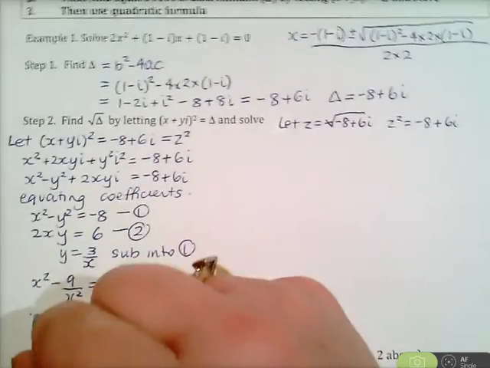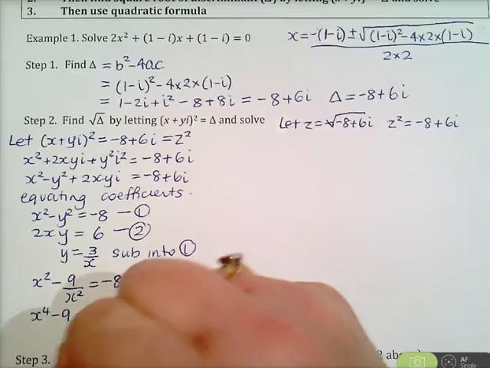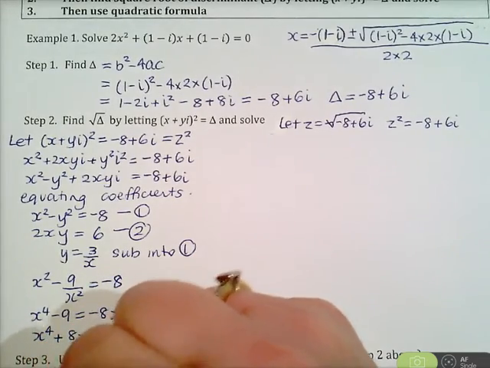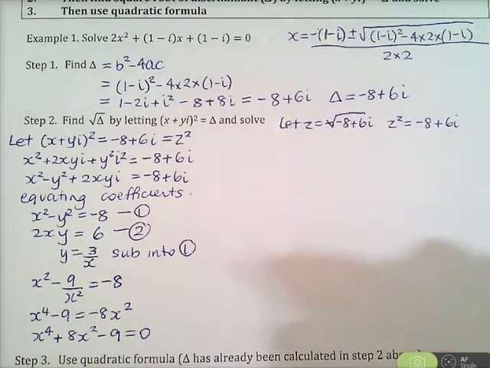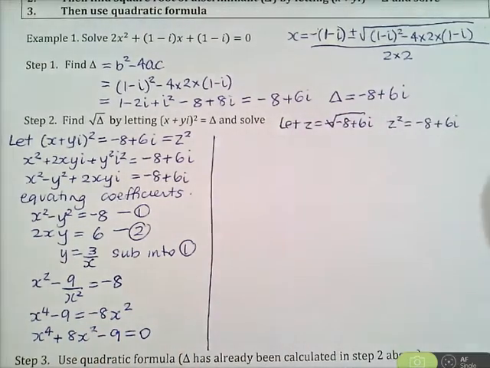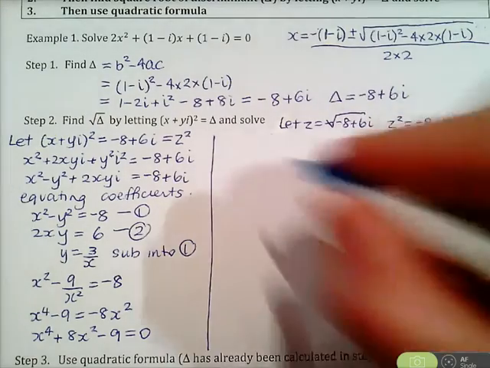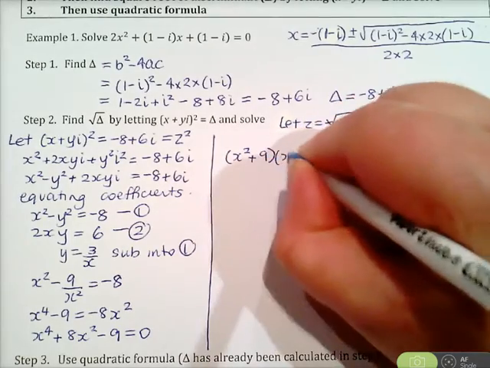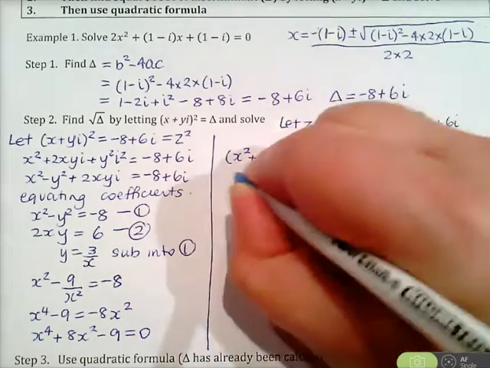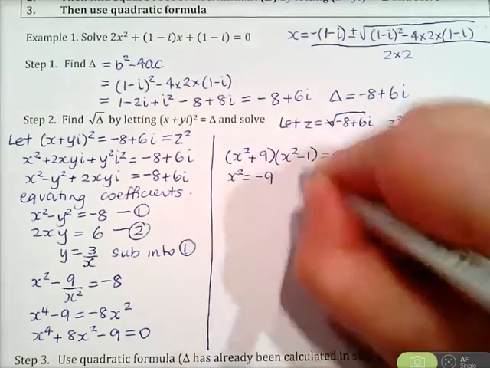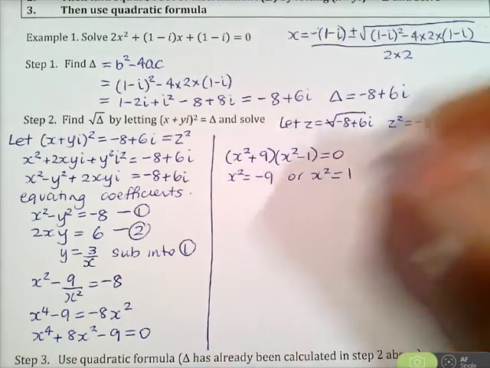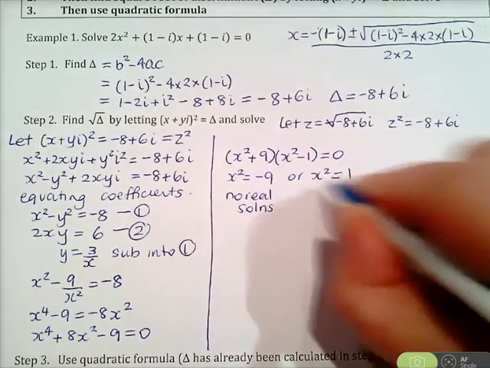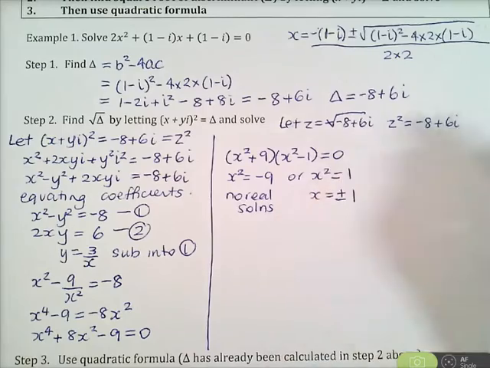Multiplying through by x squared, we get x to the power of 4 minus 9 equals negative 8x squared, bringing everything over to the left-hand side and forming a quadratic. We get x to the power of 4 plus 8x squared minus 9 equals 0. Factorising this, we get x squared plus 9, x squared minus 1 equals 0. Solving that, we get x squared is negative 9 or x squared is 1. This has no real solutions. This has solutions plus or minus 1.